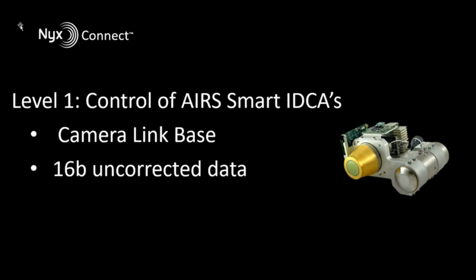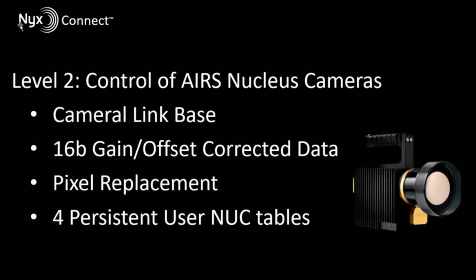Level 1 is ideal for OEMs and engineers who simply want uncorrected 16-bit data and plan to provide their own image processing and sensor management. It supports AIR, smart IDCAs, and provides full control over the focal plane and the raw data. Level 2 adds gain and offset correction, persistent non-uniformity tables, and pixel replacement. At this level, you would use a third-party frame grabber or a Pleora Camera Link to USB 3 Vision converter to display the camera output.